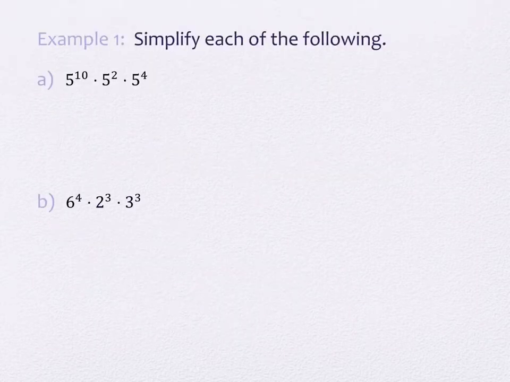So here's our first one. We have 5 to the 10th, 5 squared, and 5 to the 4th. So which of those 4 properties will we be able to use to combine these? Addition, the first property. So this would be 5 to what power? 16, because if I add 10 plus 2 plus 4, I get 16. Okay? Literally all you have to do.